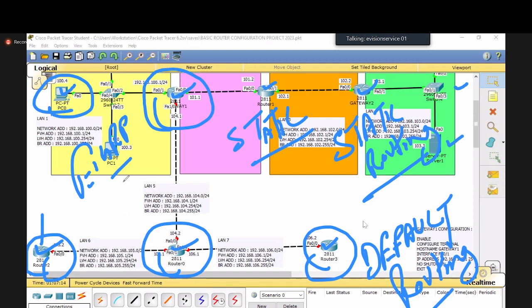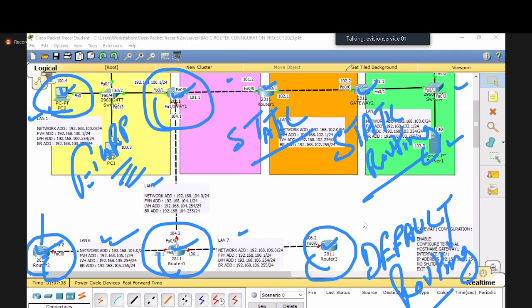In EIGRP, always configure connected networks. For example, gateway 1 is connected to 3 LANs, LAN 1, LAN 2, LAN 5. Configure it in EIGRP. Router 0 is connected to LAN 5, LAN 6, LAN 7. Configure it in EIGRP. Router 2 is connected to only LAN 6, so configure it in EIGRP. And for static routing and default routing, you already know how to do it.